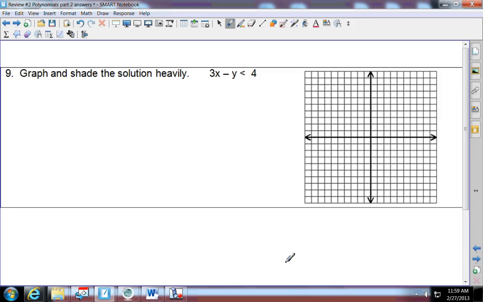All right, let's look at number 9. Looking at number 9, it says graph and shade the solution heavily. I don't know why it says heavily. But right now, can we graph this the way it's written? No, you have to solve for y. Okay, so do that right now. Let's do that first.